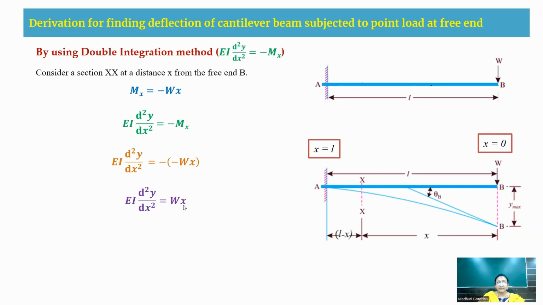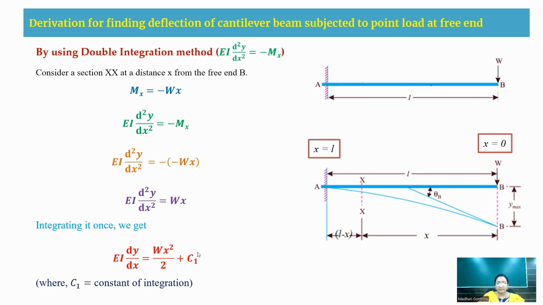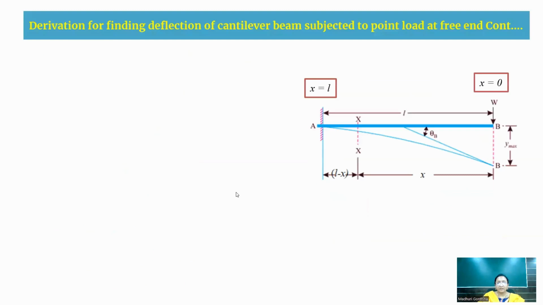After getting this equation, I'm going to integrate it once. Then I'm going to get EI dy by dx equal to Wx square by 2 plus C1. So this part I'm going to integrate. Here C1 is nothing but your constant of integration. So this is your slope equation. dy by dx is nothing but the slope.